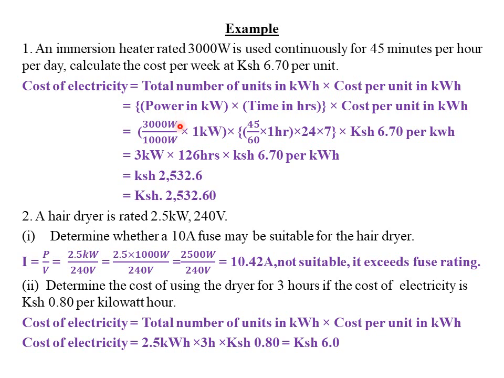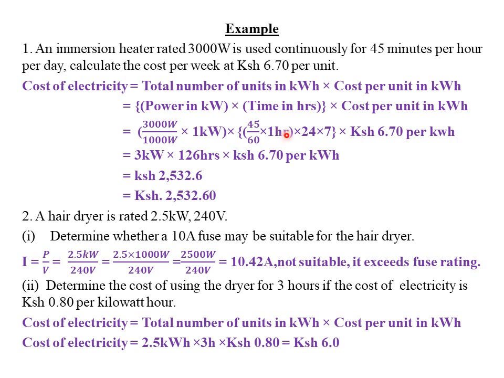So we are going to have 45 minutes. If we convert into hours, remember that 60 minutes is equal to 1 hour. What about 45 minutes? That will be 45 minutes over 60 minutes multiplied by 1 hour. We are simply changing the time into hours. Then for the cost per week, the 45 minutes per hour is for each day. Therefore, for a week, we are going to take the cost of 1 day multiplied by the number of days within a week. We know that a week has 7 days. Therefore, 45 over 60 times 1 hour.